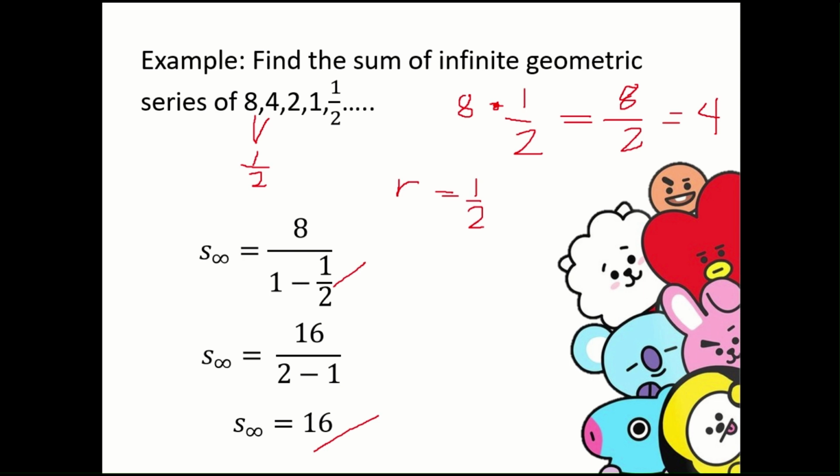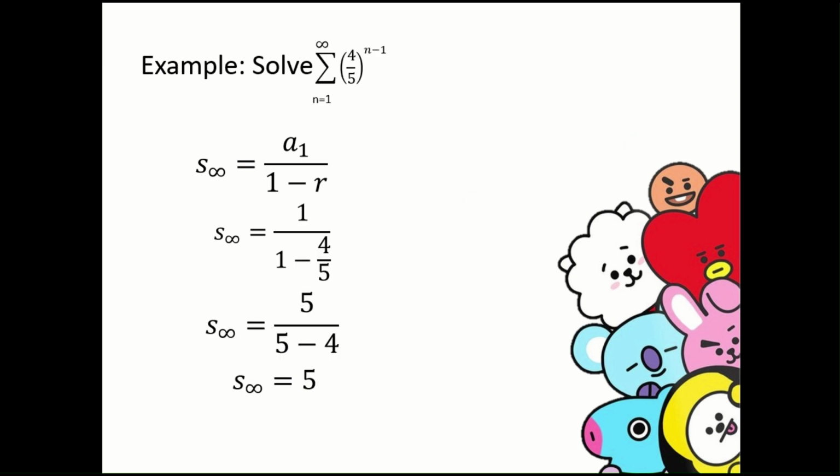That's the first example. Second example is solve the summation of 4 over 5 to the power of n minus 1 as n starts from 1 to infinity. So it says here infinity, but these are just numbers. Sir, when we say infinity, is it difficult to solve it? No, it's easier because it's infinite geometric series.